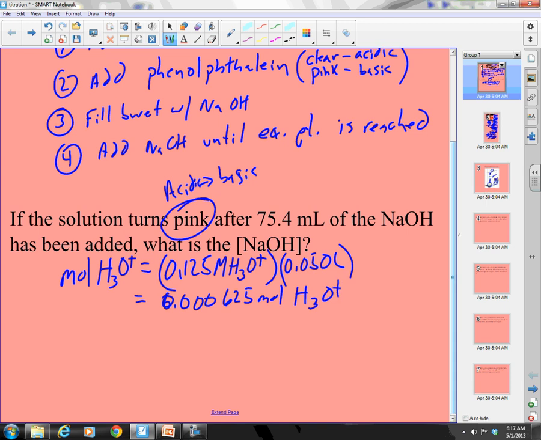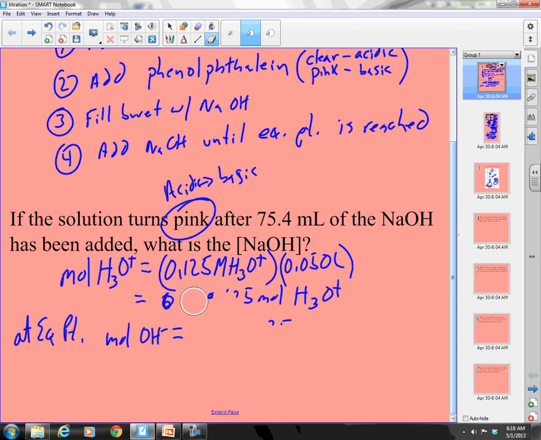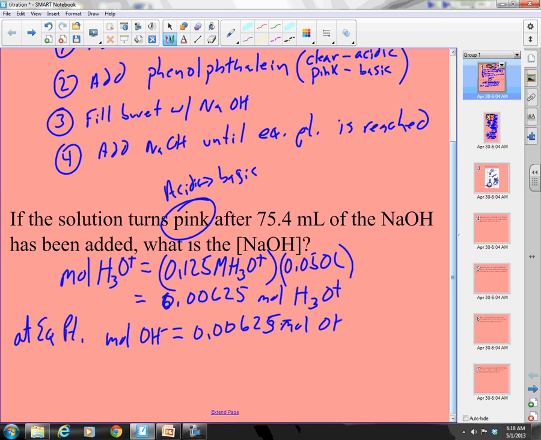Cool. And we know what? At my equivalence point, this equals my moles of hydroxide. So moles hydroxide equal to 0.000625. Let's make sure I did that right. 0.125 times 0.05. Oops, too many zeros. I did make a mistake. Let's get rid of a zero there. Hey, I've got the magic of erasers, so why don't I use it? 0.00625. That makes more sense. 0.00625 moles of OH minus, right?